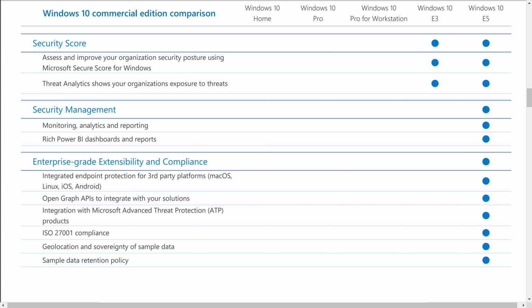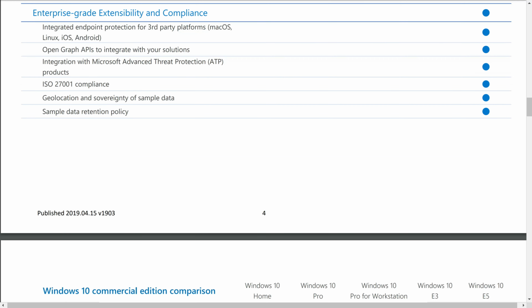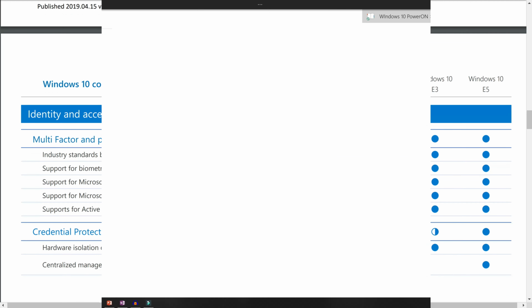And then from an inbuilt perspective, you'll see that it's got some good capabilities around, for example, the ISO 27001 compliance perspective, fully supported within the E5 stack, as well as all of these other bits and pieces within here. So Open Graph APIs to integrate with your solutions might be a big thing if you have inbuilt apps or bespoke things you need to cater for. The E5 version of Windows 10 will be better suited to you and your business.